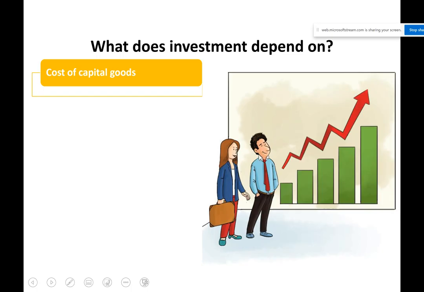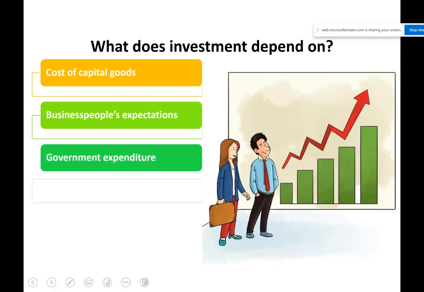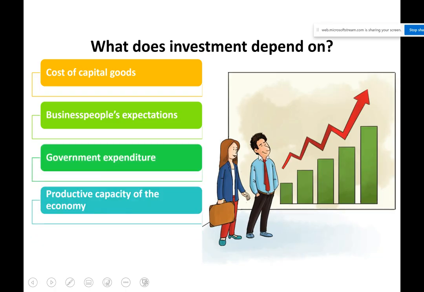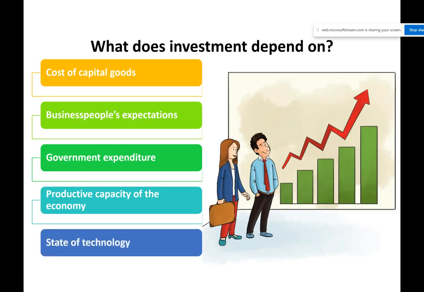Cost of capital goods. So what does building a factory cost? Expectations in the future, government expenditure, again, yada, yada, yada. Productivity, capacity of the economy, state of technology. So why do you invest? Why does a company invest? Why does Facebook invest, or Uber invest, or any of these companies invest? It's all there. Okay, you know this. I'm going to belt through it really quickly.